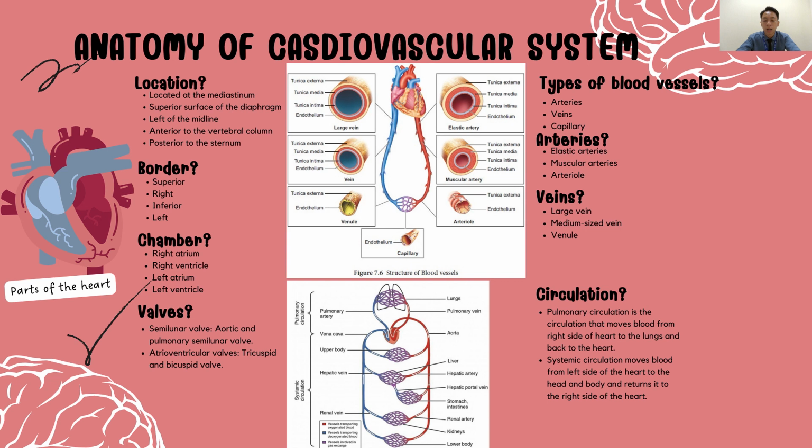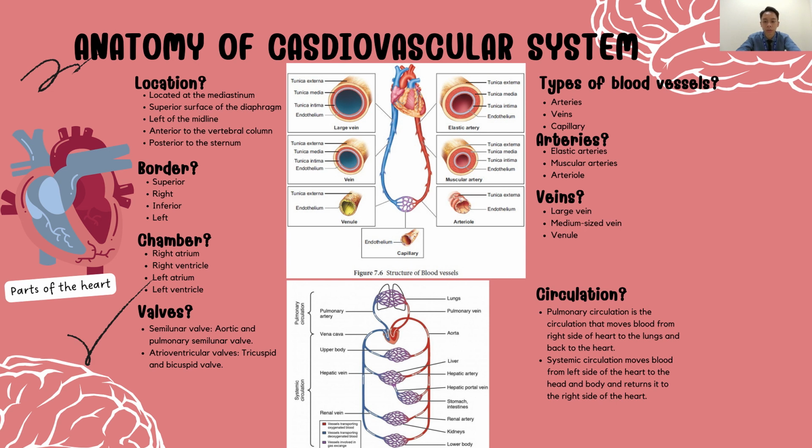So, veins have valves, which are found in the large veins. Next, moving on to the circulation, we have pulmonary circulation and systemic circulation. The pulmonary circulation moves blood from the right side of the heart to the lungs and back to the heart, while systemic circulation moves blood from the left side of the heart to the head and body and returns it to the right side of the heart. That's all for the anatomy.